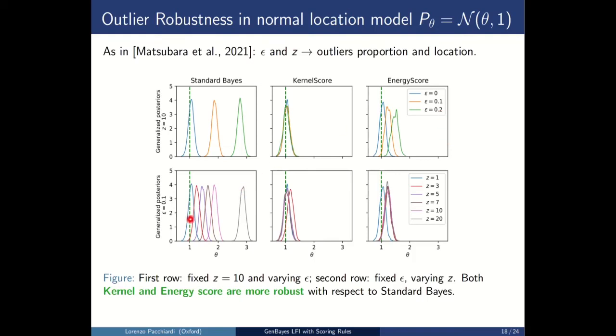In the second row instead we fix the proportion of outliers to epsilon equal to 10% and we vary the location of outliers from 1 up to 10-20. And you can see that the standard Bayes posterior is quite sensitive to the number and the location of outliers, while both posteriors, which we consider, the kernel and the energy scoring rule ones, are instead quite insensitive to the number and location of outliers, and they concentrate around the true parameter value, which is this vertical dashed line.